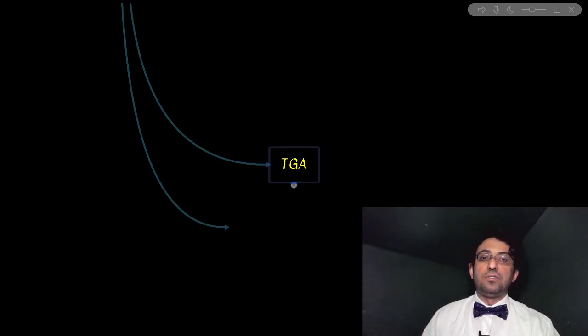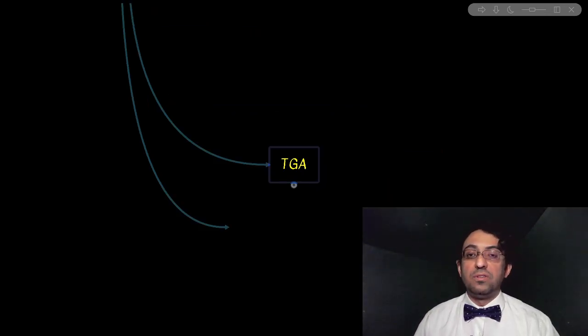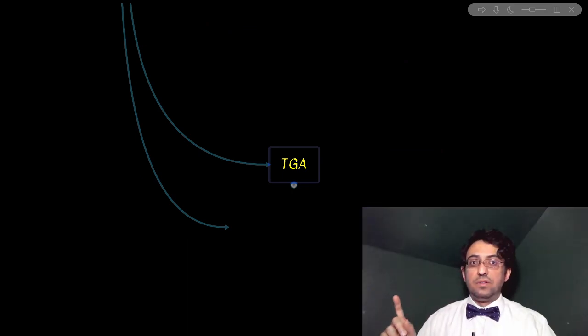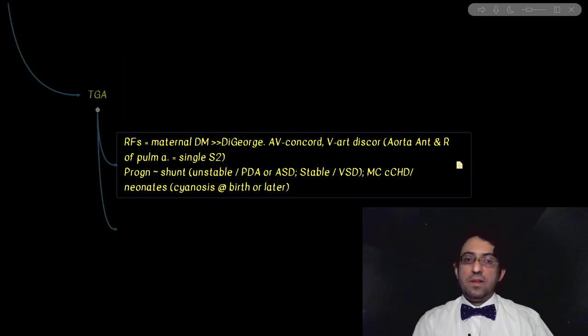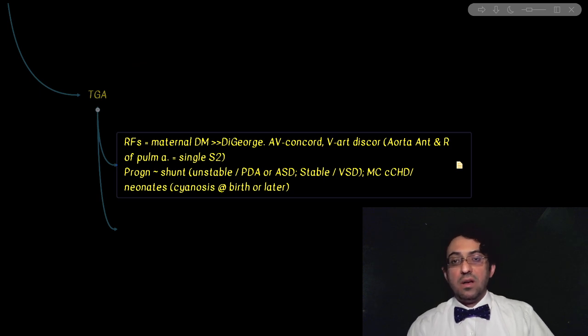Next, we need to discuss the D-transposition or dextrotransposition of great arteries. The only cyanotic congenital heart disease that is necessarily associated with severe cyanosis in the very early hours after birth. What are the risk factors of transposition? Maternal diabetes is the greatest risk factor, but another risk factor is DiGeorge syndrome. Describe the transposition of great arteries.